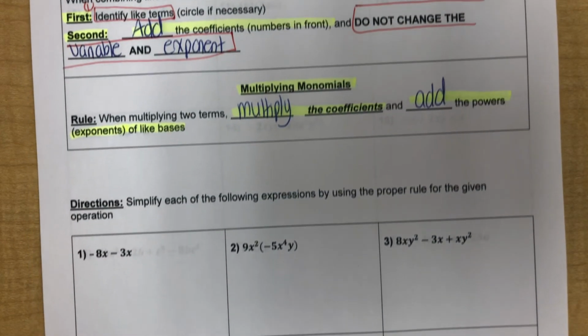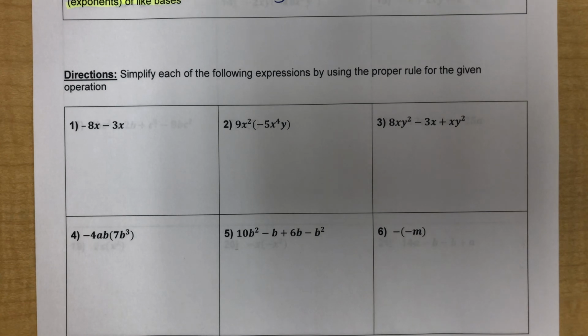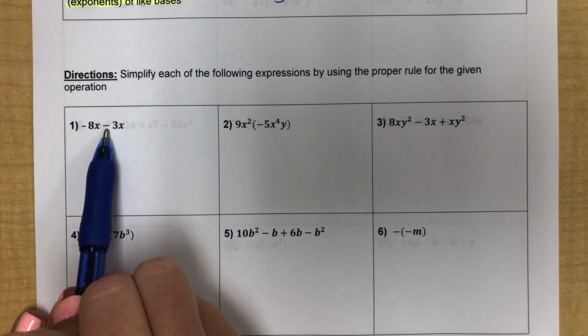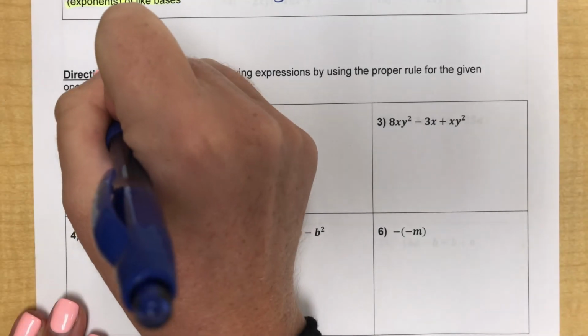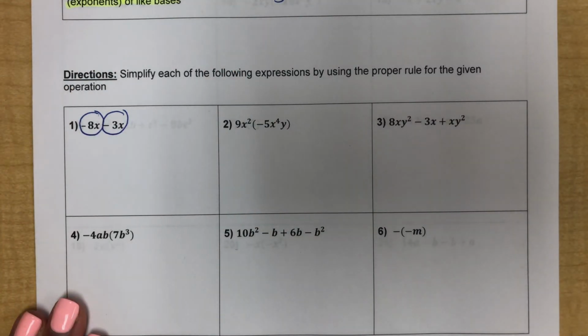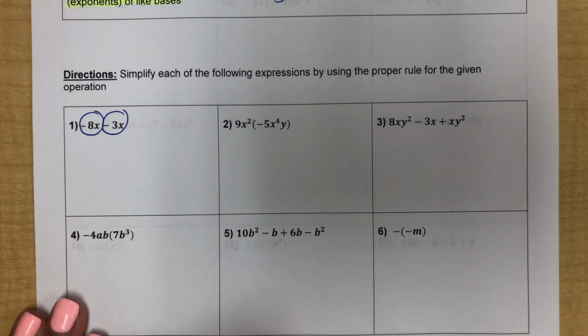All right, here we go. So again, the directions tell you to simplify each of the following expressions by using the proper rule. So as I look at number 1, it's telling me that I want to subtract those two monomials, those two terms, because I'm seeing the subtraction symbol in the middle. So if I want to subtract, my first step is to identify like terms. Now, I know negative 8x and negative 3x are like terms, because they both have the same variable, x, and they both have the same exponent, and that exponent is that invisible 1. So I can go ahead and subtract those from each other.